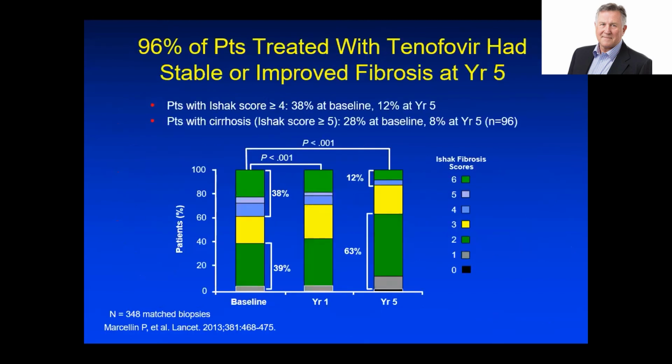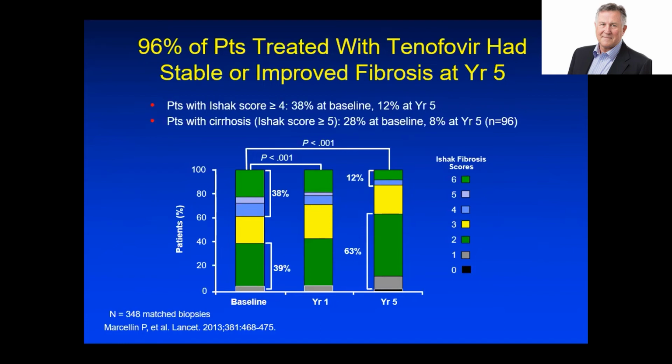And this is the slide that tells you that patients actually move backwards and improve their fibrosis. So this is data at baseline, and if you look at year 5, the Ishak fibrosis score is the amount of scarring, and 6 is cirrhosis, right? So if you look at patients with a score of 4 or greater, meaning they have a lot of scarring, at 5 years, when you use tenofovir, which is one of the drugs we use, it goes from 38% at baseline down to 12% at year 5. So there's a marked improvement.